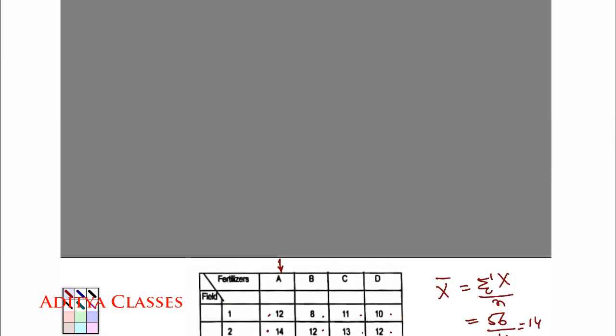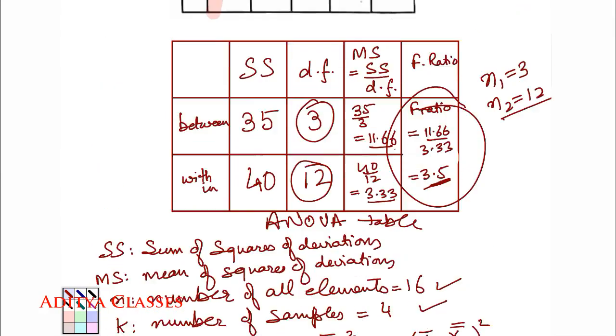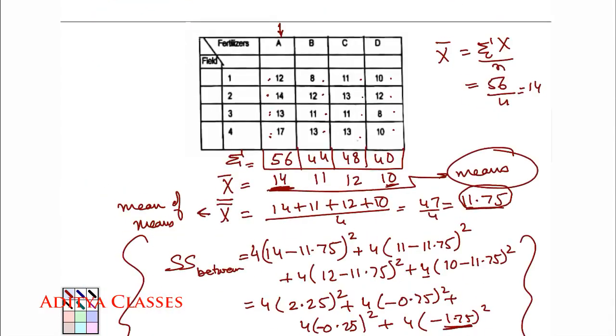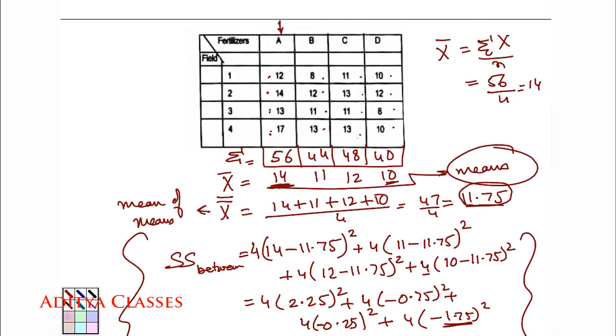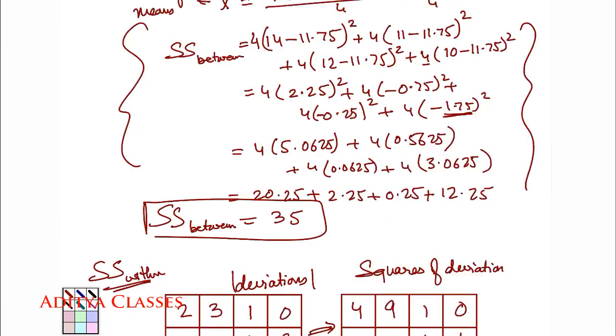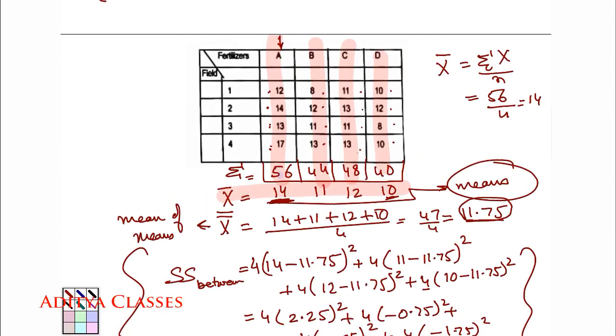Now if we summarize or recap the steps, they would be, first of all, we took this table, found the means of each of the fertilizers. Remember, you need not find means of these fields, because that would be inappropriate. We need to find means of fertilizers. Why means of fertilizers? Because our analysis is between fertilizers. Therefore, we will find means of fertilizers only. So we had means of fertilizers, and then we had a mean of mean.